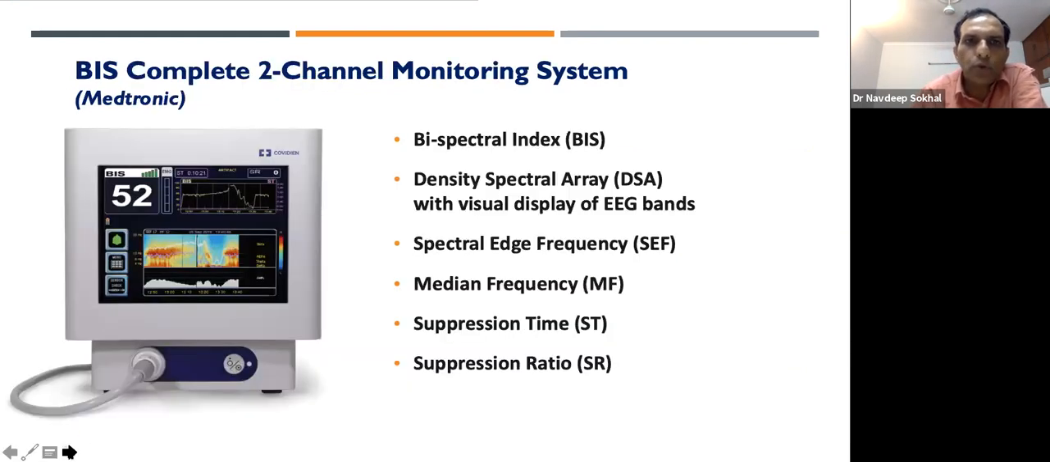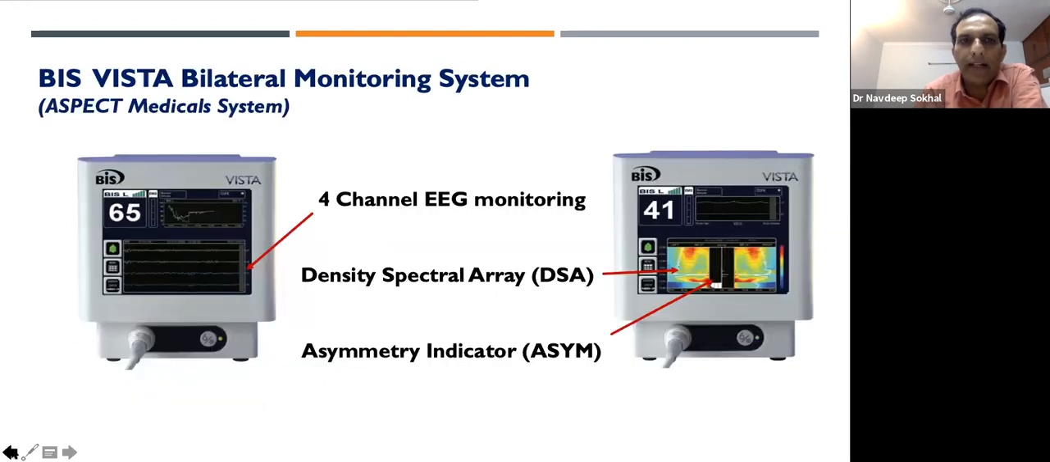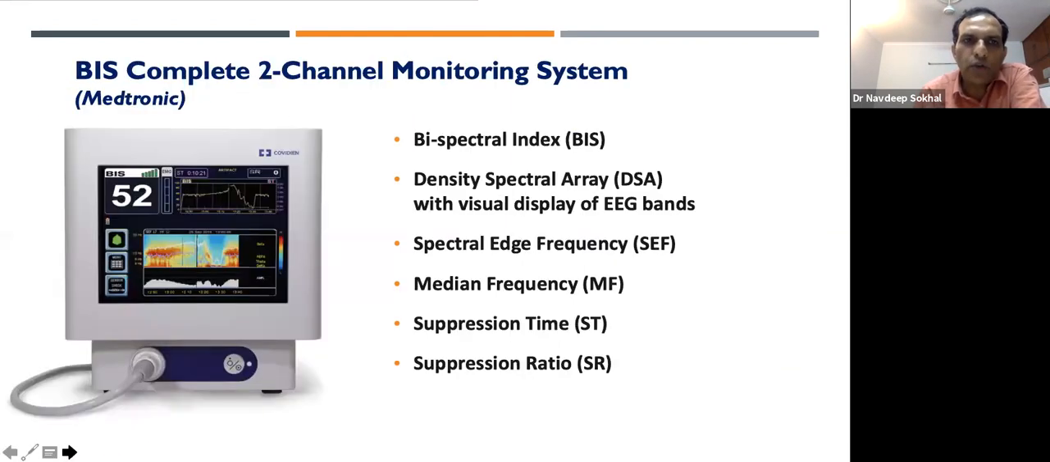Okay, next we come to the monitors. Initially, the previous monitors I showed you were from Aspect Medical Systems. Now this has been taken over by Covidien Medtronic, and now they are producing these BIS monitors, which again have the same numbers like BIS, and besides those, BIS, EMG bar, signal quality index, you have the density spectral array here. You have spectral edge frequency and median frequency here, along with the previous other things. You have got suppression time and suppression ratio. These are the other parameters which are being displayed by these new monitors.